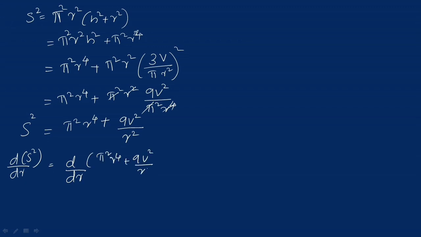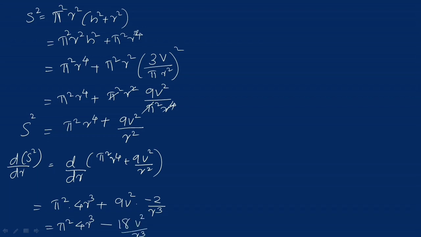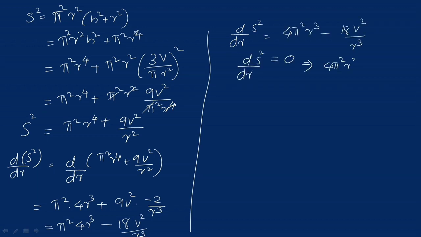Now what is d/dr of S²? That is d/dr of π²r⁴ + 9V²/r². d/dr of π²r⁴ is π² into d/dr of r⁴, that is 4r³, plus d/dr of 9V²/r², that is 9V² into d/dr of r⁻², that is −2r⁻³, that is −2/r³. So we have π²·4r³ − 9 into 2, that is −18V²/r³. So d/dr of S² is equal to 4r³π² − 18V²/r³.